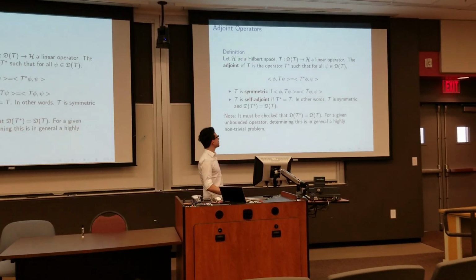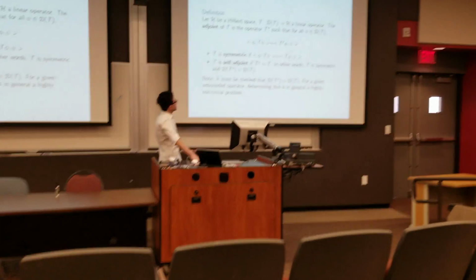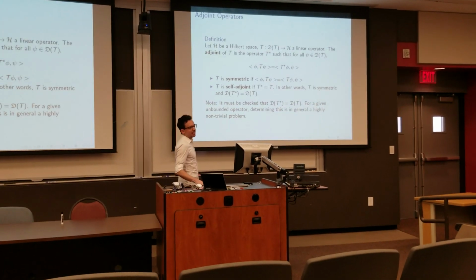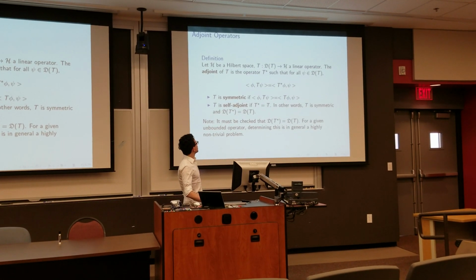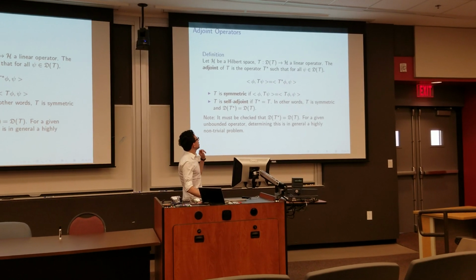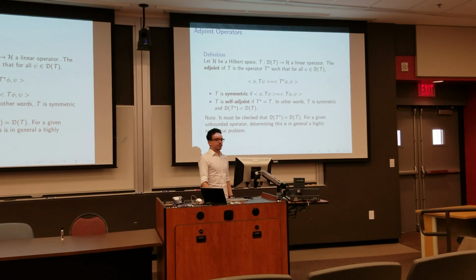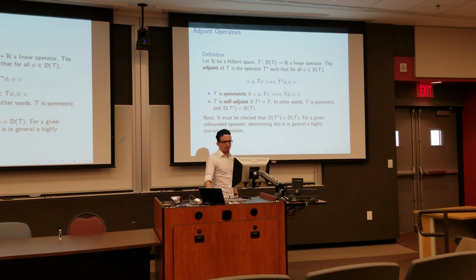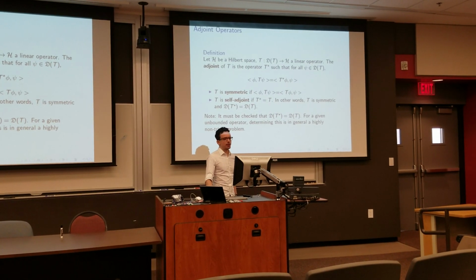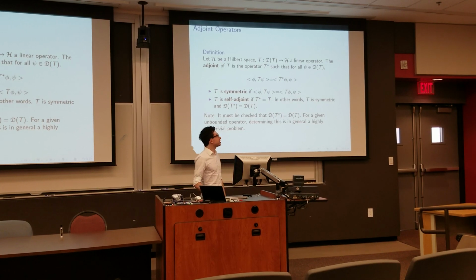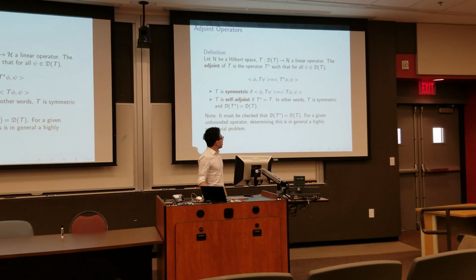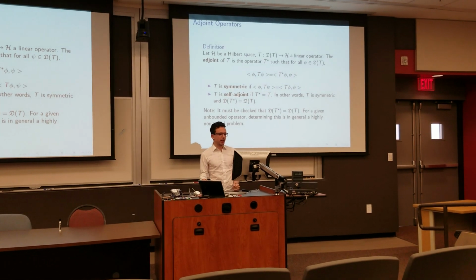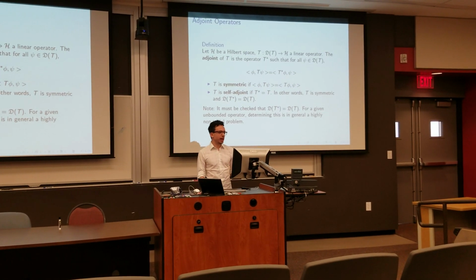Okay, so now we're going to talk about the adjoint. The adjoint of an operator T is the operator T star that satisfies this property: the inner product of phi with T psi is equal to the inner product of T star phi with psi. If the domain of our operator T is dense in our Hilbert space, then we know that this adjoint always exists. But we are interested in the case when T is equal to its own adjoint.